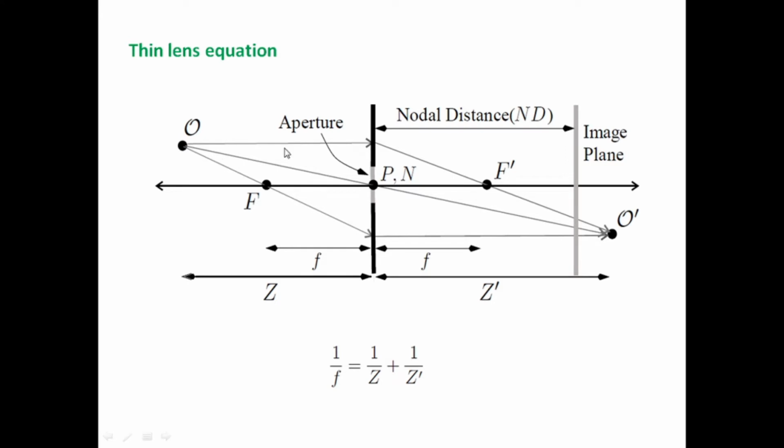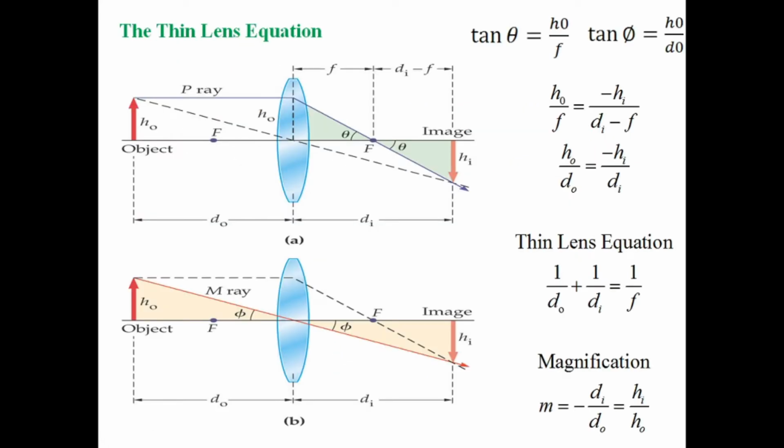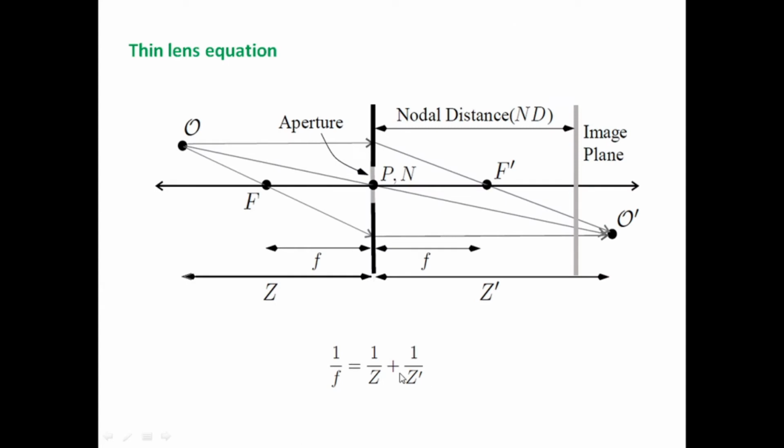Now what is this thin lens equation? Finally, the thin lens equation gives us the information about the focal length, as well as the distance between the lens and the actual 3D object, and the distance between the lens and your image plane. So that means Z dash here. Let me see the same concept here, how we have got the equation.